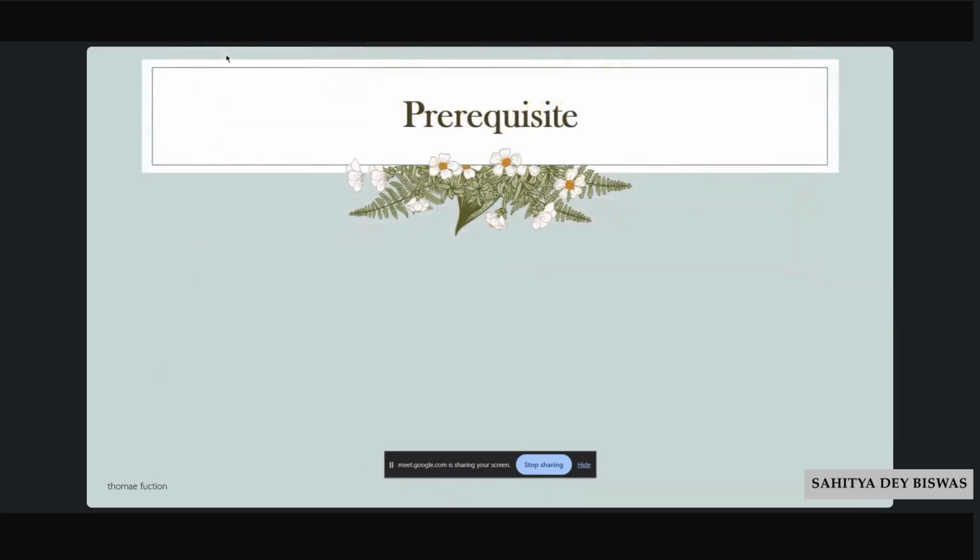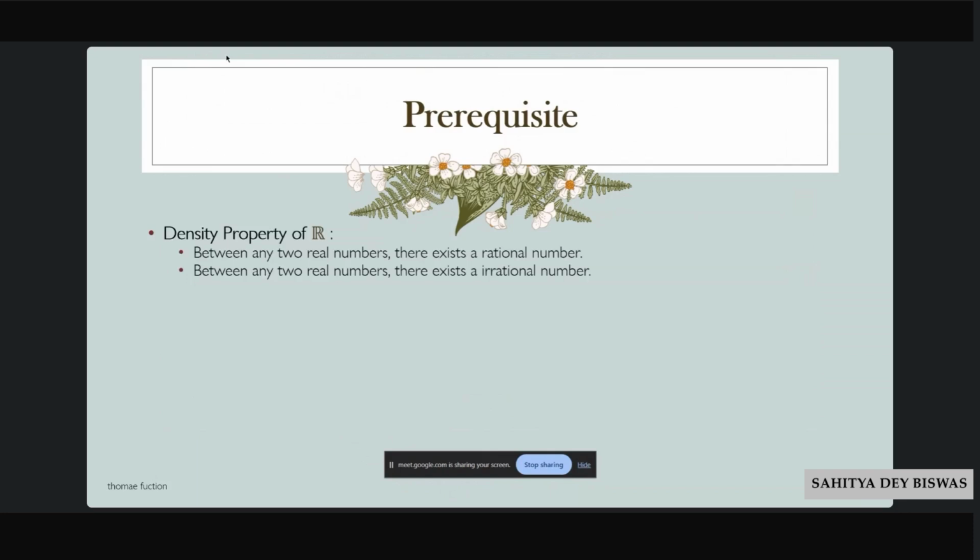Now we will recall some previous knowledge. First of all, the density property of R. It states that between any two real numbers there exists a rational number, and also between any two real numbers there exists an irrational number.